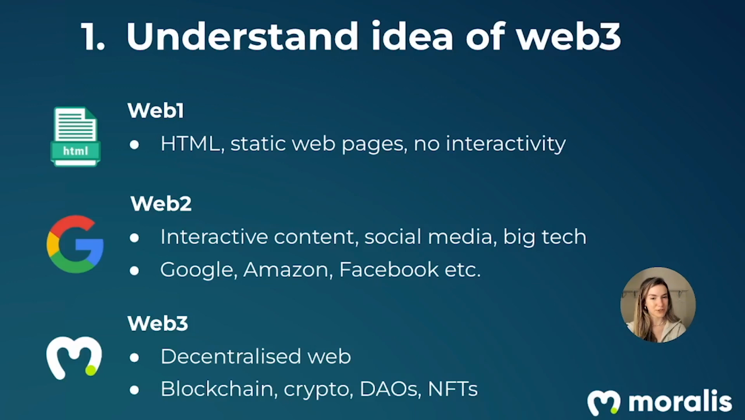But then we move on to Web 2, and that's where we're at today, where we have social media, we have interactive content. However, the problem here is that most of the content that we create and share online goes through big, huge centralized websites which are owned by massive corporations such as Google, Amazon, and Facebook. And the thing is that they're making their money out of using our data, which leads to a lot of privacy and general ownership issues.